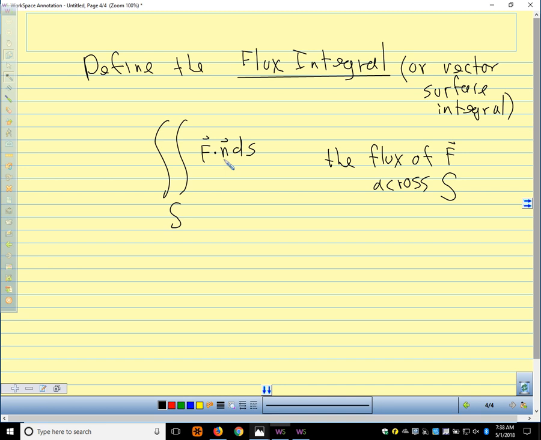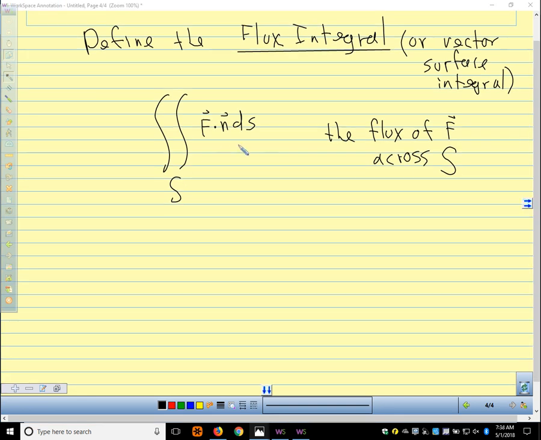So the surface integral of a vector field is the integral of the normal component of f. F dot n gives us the normal component at a particular point, and we're summing that over the surface. So that's our vector surface integral. We multiply that times the area, and we sum that over the surface. So we can visualize this as the total volume of whatever f represents that's flowing out of the surface.